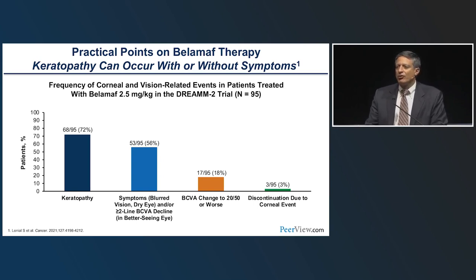Now, keratopathy is the unique adverse event that we see with Belamat. This occurs in about 70% of patients across the board. You can see the data from the DREAMM-2 study. Not everybody who has keratopathy, which is an exam finding, actually has symptoms, and I think that that's important.